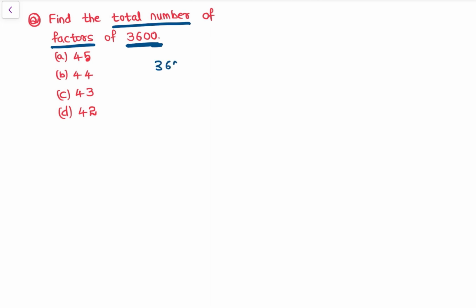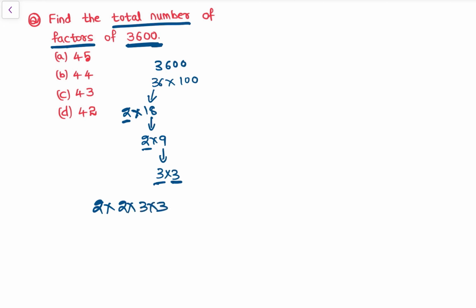3600 can be written as 36 into 100. Then 36 can be written as 2 into 18, and we have to break down into prime numbers. 18 can be broken down as 2 into 9, and 9 as 3 into 3. 2 is a prime number, 3 is a prime number. So 36 can be written as 2 into 2 into 3 into 3. If you multiply, 2 into 2 is 4, 4 3s are 12, 12 3s are 36. So we have written 36 in the form of prime numbers.